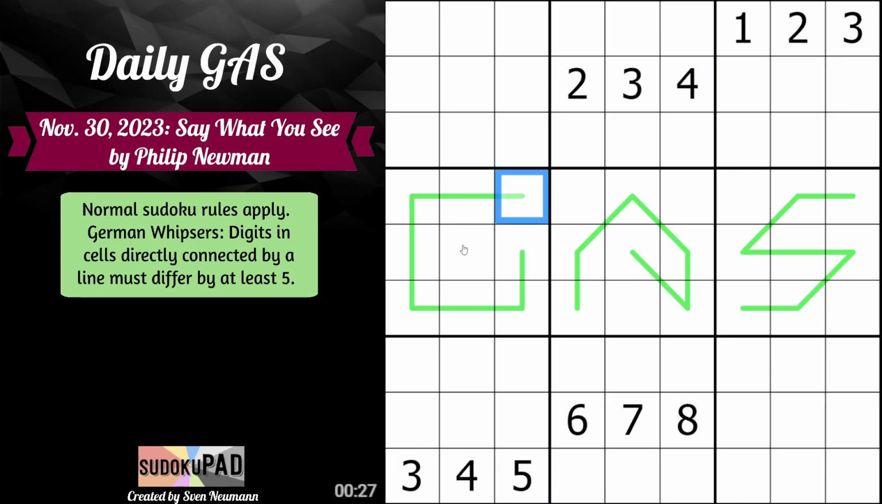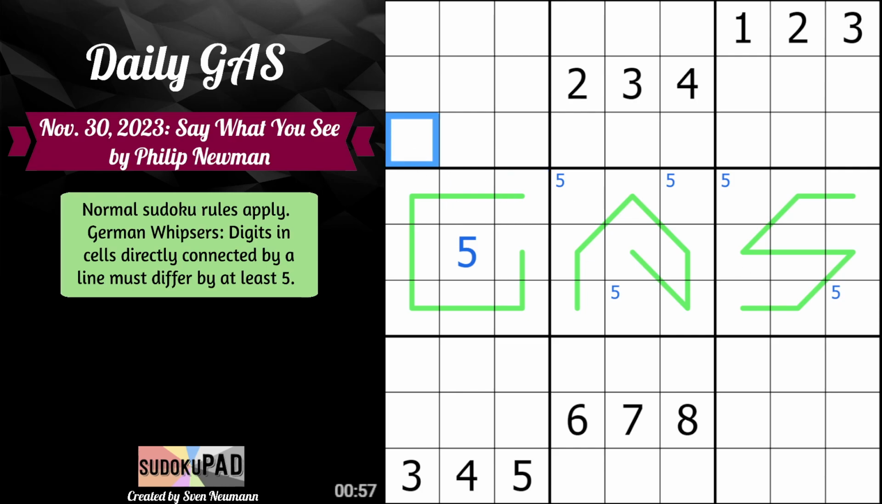So, first things first, 5 cannot go on a German whisper line. So we're just going to put that in there right off the bat, and we will pencil mark 5s here. Now, what is the next step? Well, what I like to do with German whispers is I like to color code. I like to color code 1, 2, 3, 4, the low digits as blue, and the high digits 6, 7, 8, 9 as orange. And I just picked that up from Cracking the Cryptic, and I stuck with it.